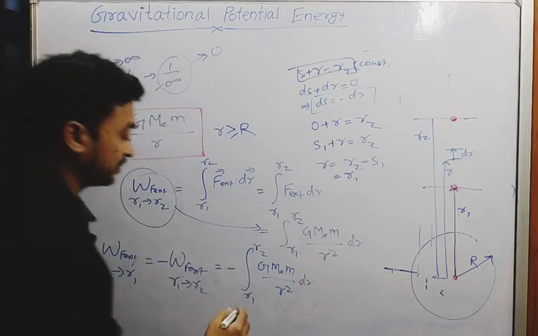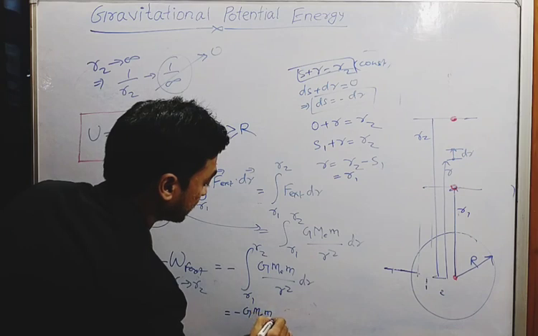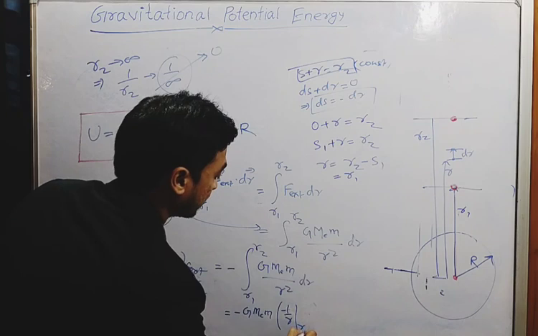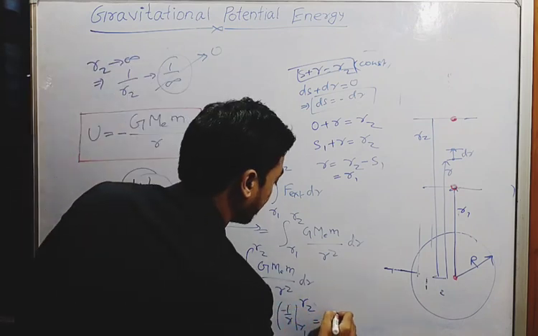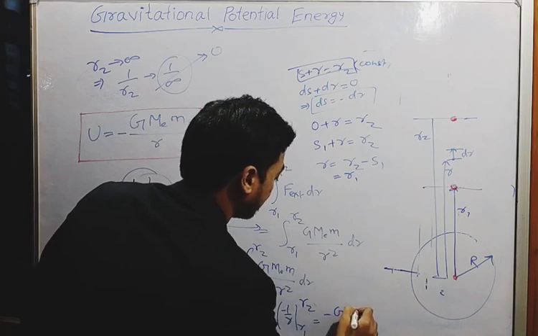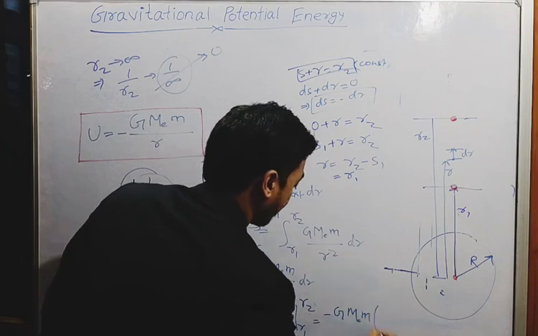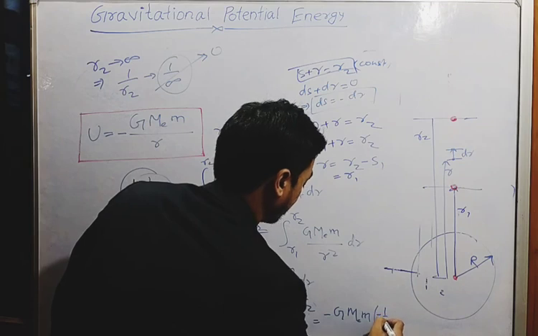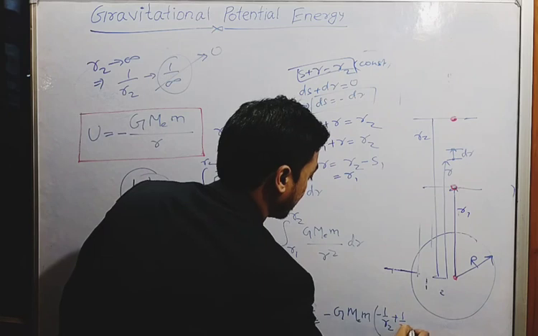And when you calculate, this will be equal to minus G mass of earth, mass of object, into minus 1 by R, from R1 to R2. Just put the limits there: minus G mass of earth, mass of object, into minus 1 by R2 plus 1 by R1.